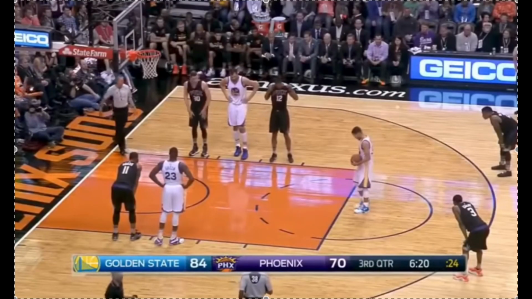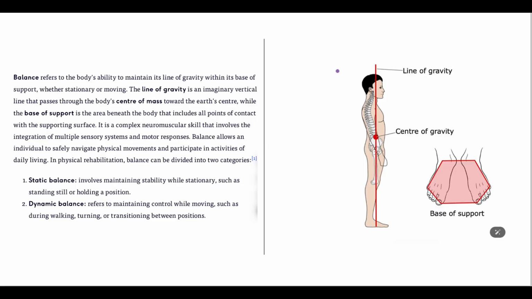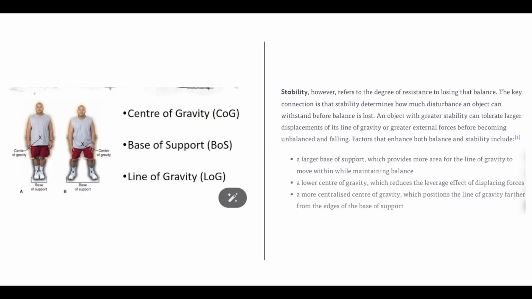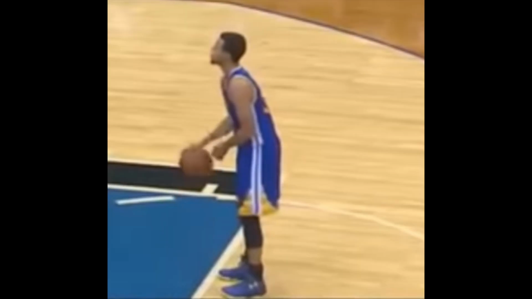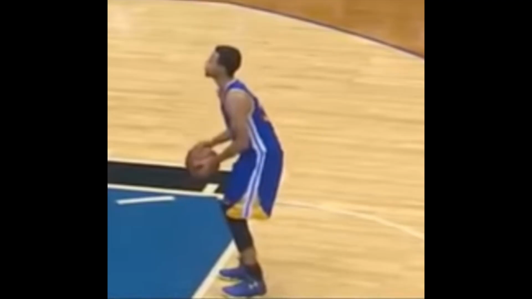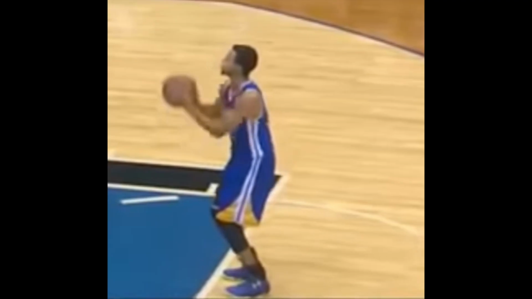In the preparation phase, Steph establishes equilibrium, which is important for balance and stability. This occurs when all forces acting on the body are balanced, meaning there is no acceleration. Initially, Steph is in a static equilibrium, where his body is stable and controlled before movement begins. As he bends his knees and prepares to shoot, he transitions into a dynamic equilibrium, where his body is moving but remains stable as the forces acting on it are balanced.